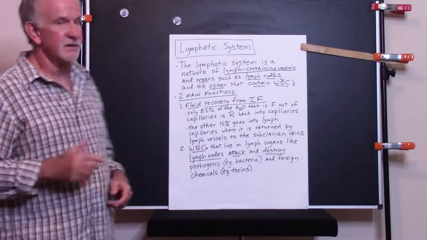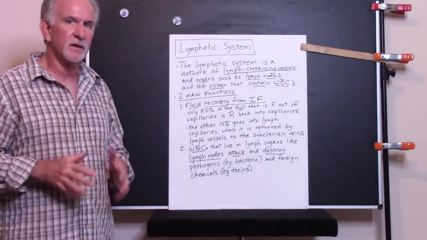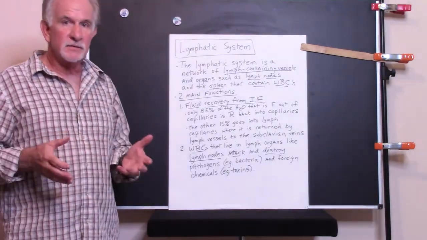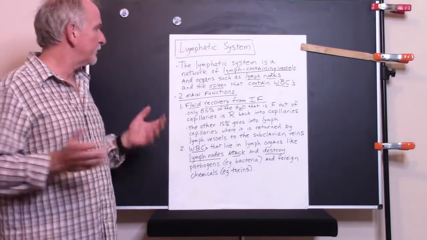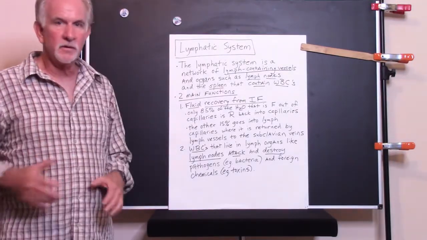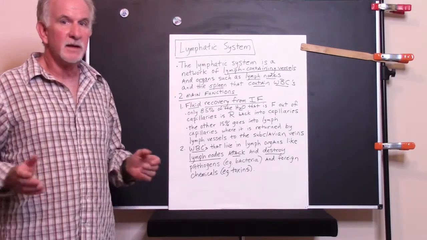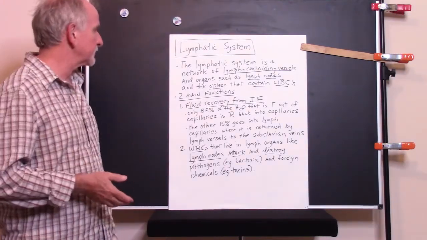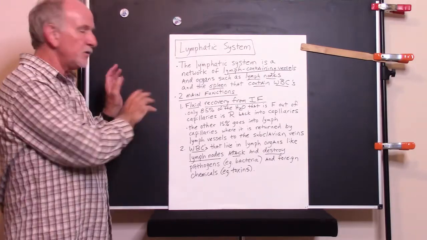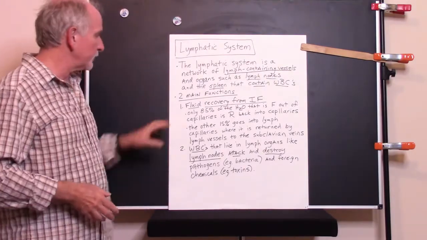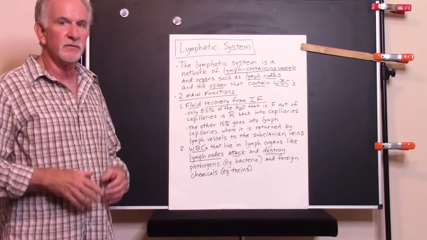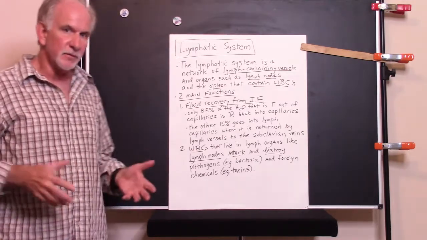The lymphatic system is a network of vessels that contain a lymph fluid, as well as organs like lymph nodes and the spleen that contain a high density of white blood cells. So the lymphatic system has two major functions that we'll talk about. One is the recovery of fluid in the interstitial fluid.